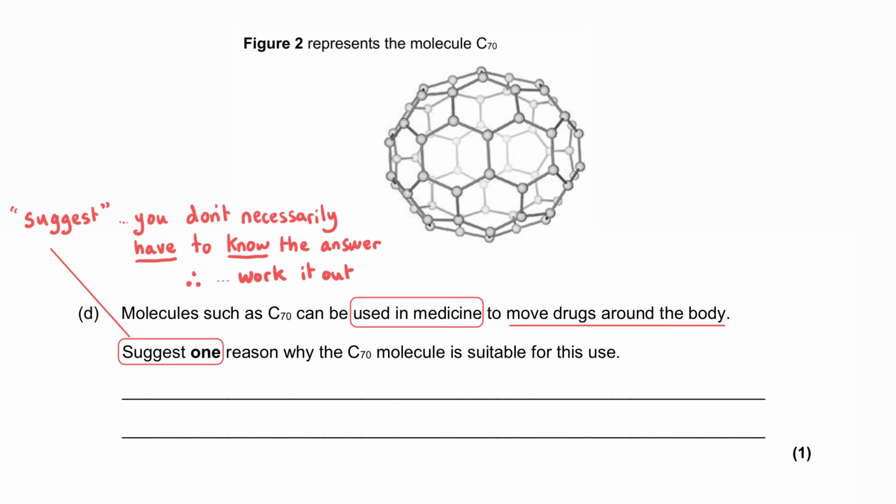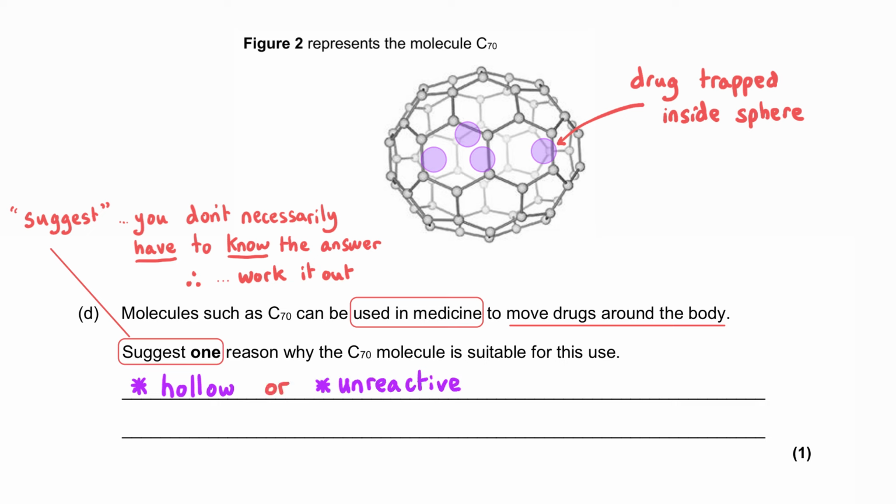First of all, if this medicine is going to move drugs around the body, it needs to be able to carry it somehow. And fullerenes can do this because they are hollow. And this enables them to act as a cage and trap the drug inside it. And so that means that the drug will be either released gradually or not released until it gets to the target area of the body.